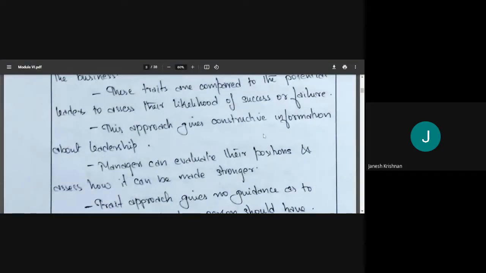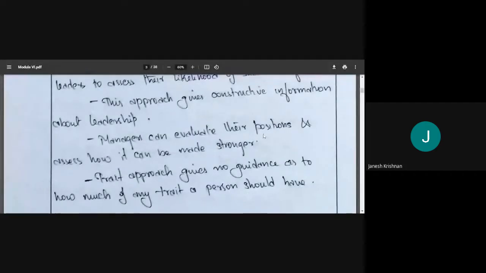But what is negative is that the trait approach does not give guidance as to how much of any trait a person should have. It is said that you should have this, you should have that. You are given a list, but you don't know how much is needed. There's a very thin line between confidence and overconfidence, but there's no distinguishing or limiting of how much. That is one of the issues with the trait approach.